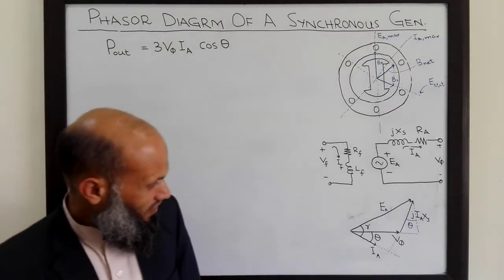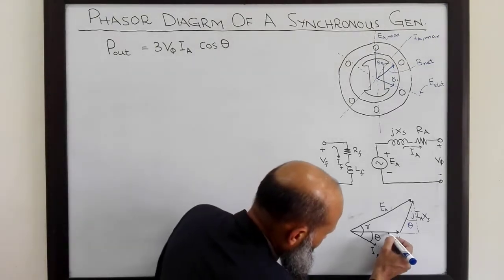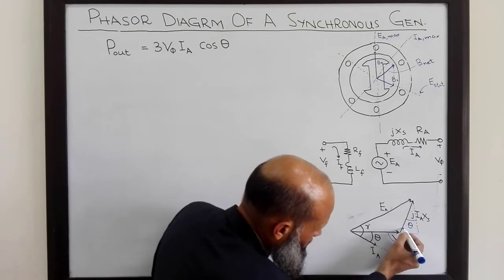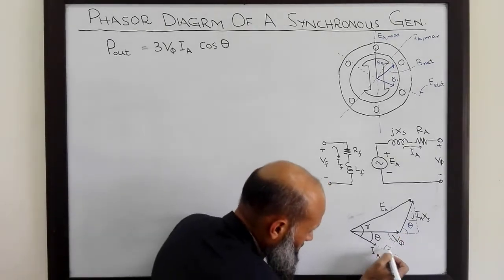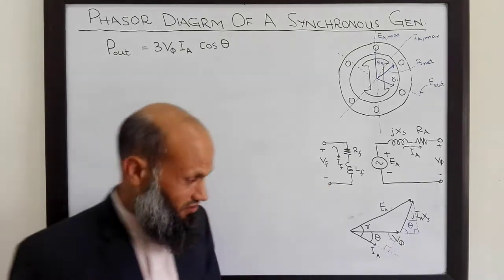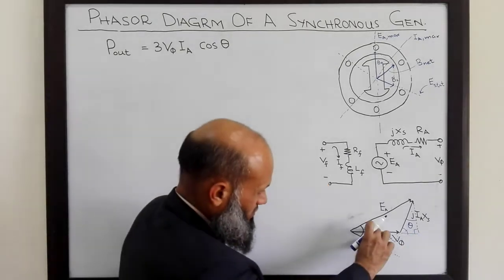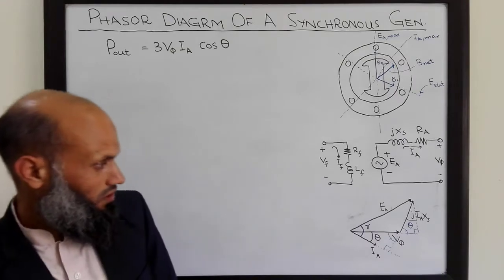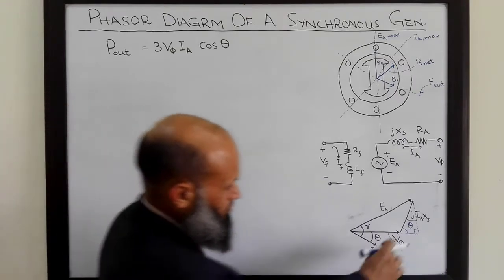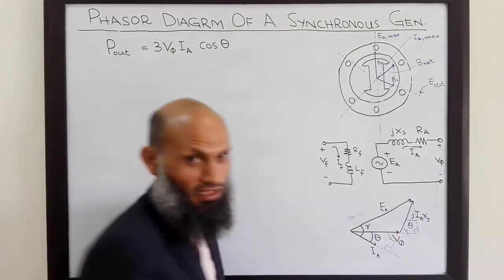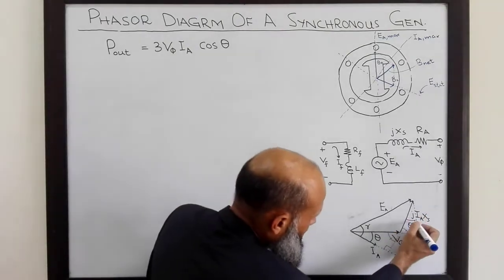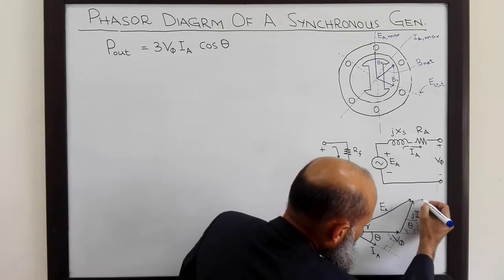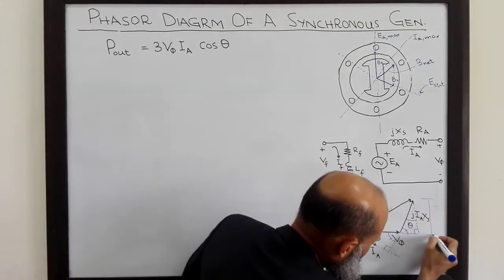How? You can easily verify it, because this angle you can see is equal to this angle, and this angle is 90 degrees. This is also 90 degrees, and therefore this angle has to be equal to this angle, because if two angles are equal, the third angle for that triangle has to be equal. So this angle over here is theta, and then what is this length?